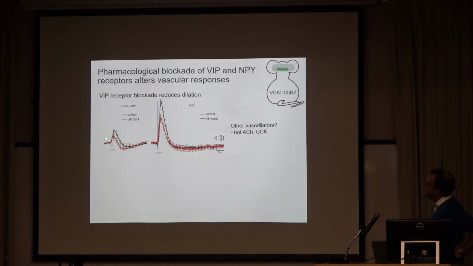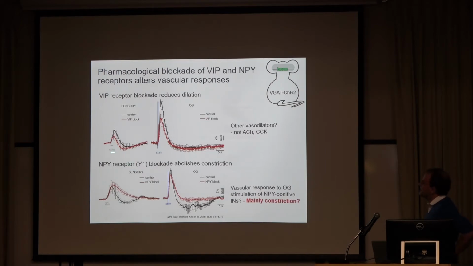But if you look closely, the onset is the same and the dilation is not gone completely, which raises the question which other vasodilators were involved. And so far we tested acetylcholine and CCK by adding additional blockers, which didn't produce any additional reduction of dilation. On the opposite, by blocking NPY receptor 1, we got a very clear result, which is a complete loss of the constriction in both cases. So you can see this is the normal response, and upon NPY blockade, you see that the constriction is gone. And this data was already published in the 2016 paper.